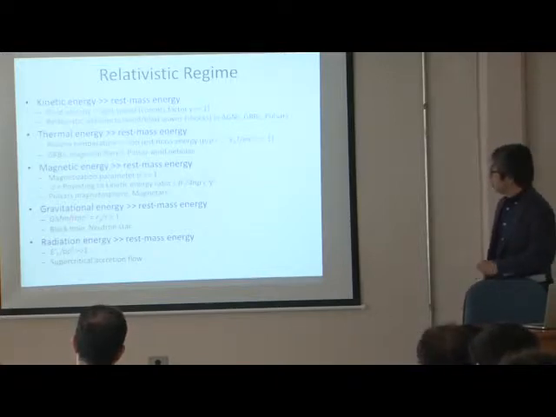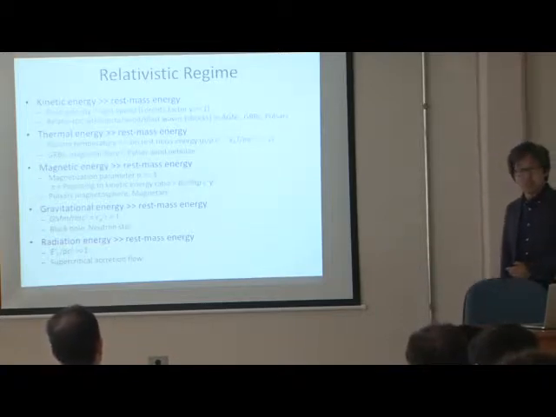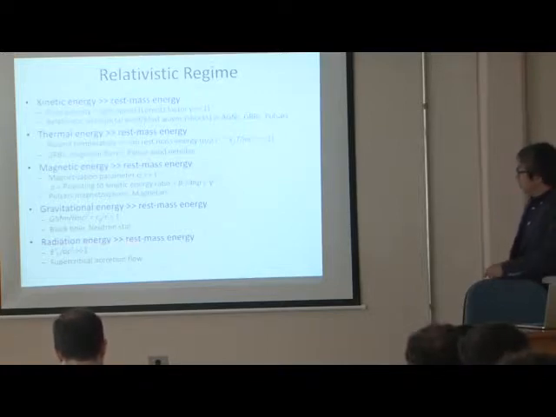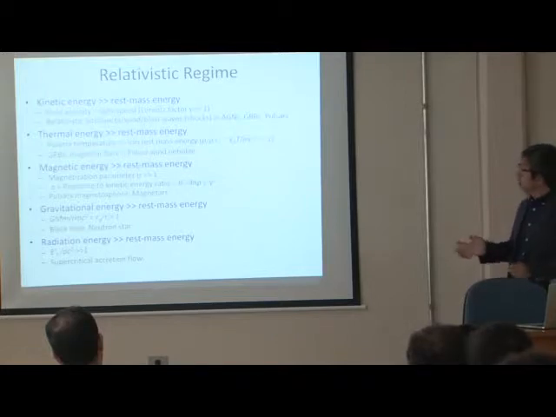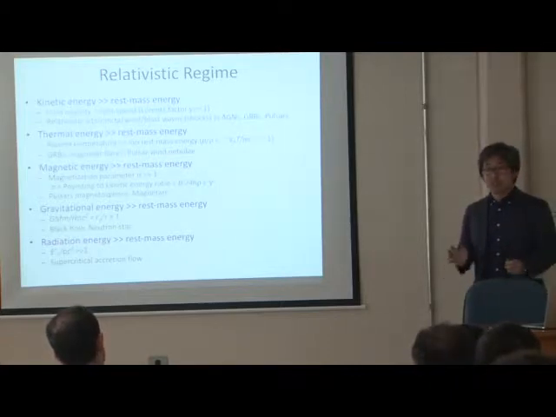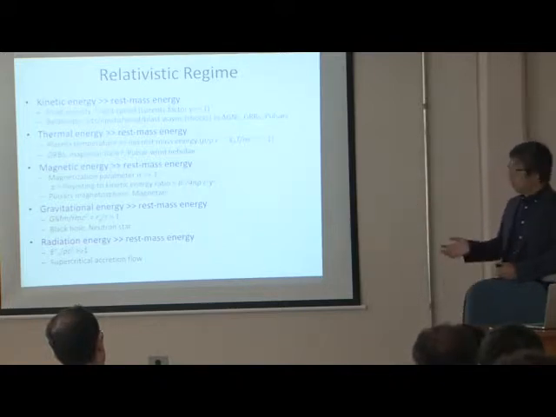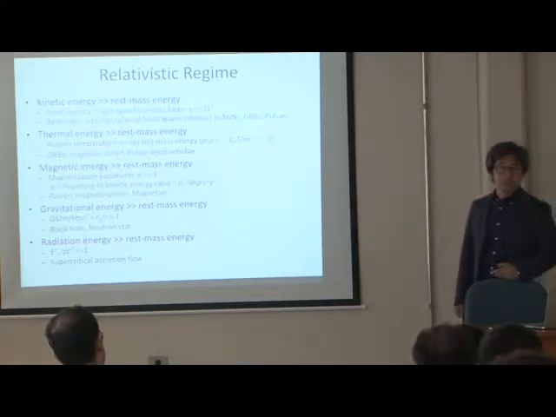The last one is radiation energy. It's also much larger than the rest mass energy, so we also need to think about the relativistic situation. Typically this kind of situation happens for supercritical accretion flow. Maybe on Friday I can talk a little bit about this one too. Okay, so these are the five criteria for the relativistic regime. If your situation meets one of these criteria, I recommend using the relativistic equations.